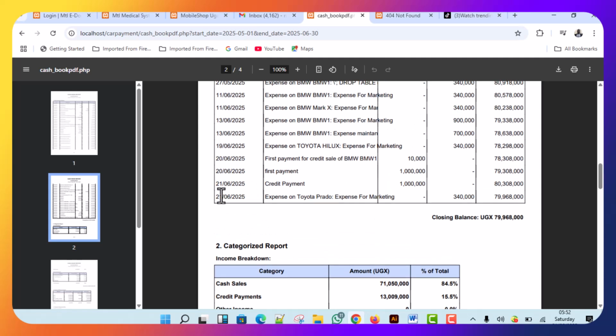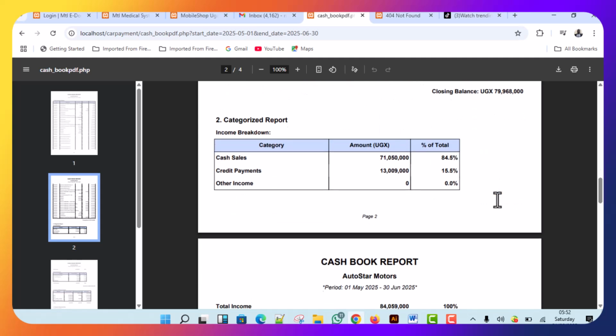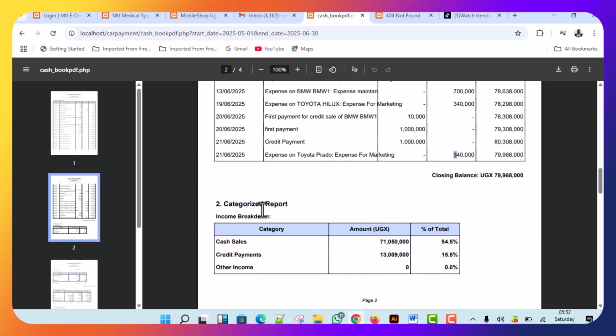Today is the 21st of June. Now you remember the expense that we made. This is the one, so this is how it has come in. Then the categorized reports: this is a breakdown of categories.